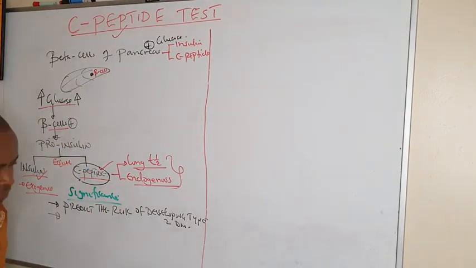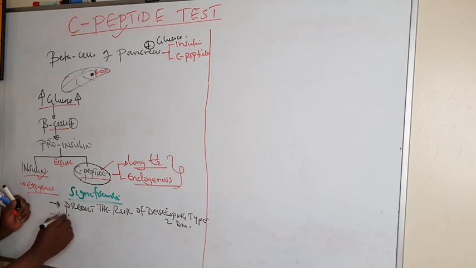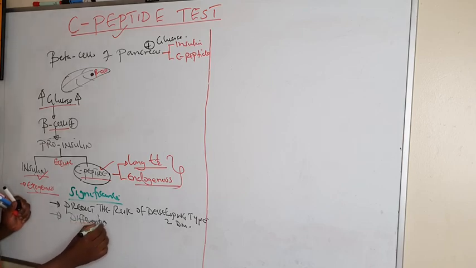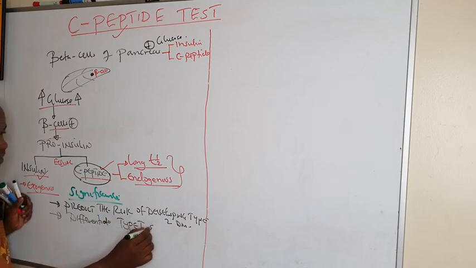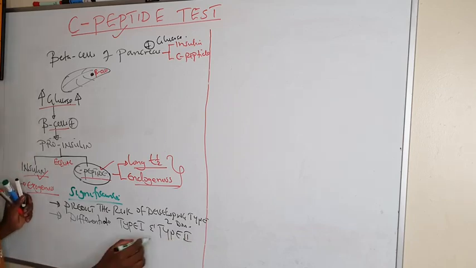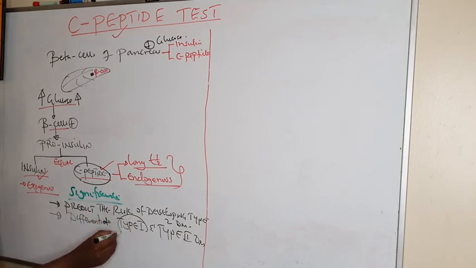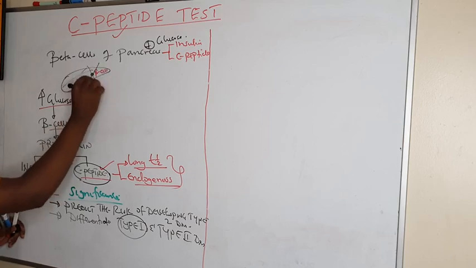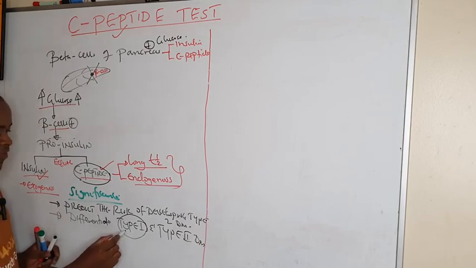Then another significance that we can see under this test is we can use it for classifying, or to differentiate type 1 and type 2 diabetes. And how do we do it? We know that type 1 is due to the destruction of beta cells. So meaning in type 1, the C-peptide levels are going to be low.